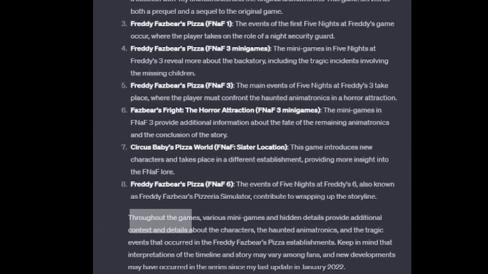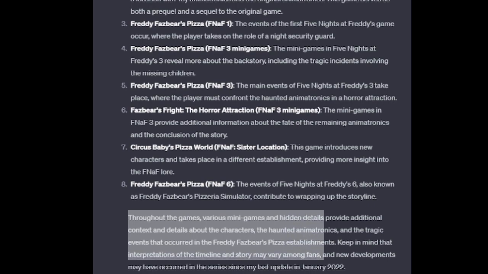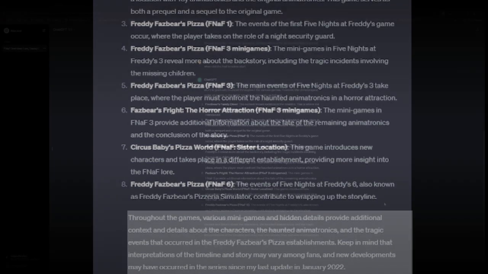Throughout the games, various mini-games and hidden details can provide additional context and details about the characters, the haunted animatronics, and the tragic events that occurred in the Freddy Fazbear's Pizza establishment. Please keep in mind that interpretations of the timeline and story may vary among fans, and new developments may have occurred in the series since the last update in January 2022.